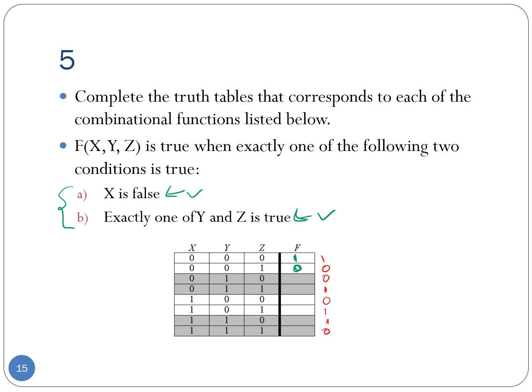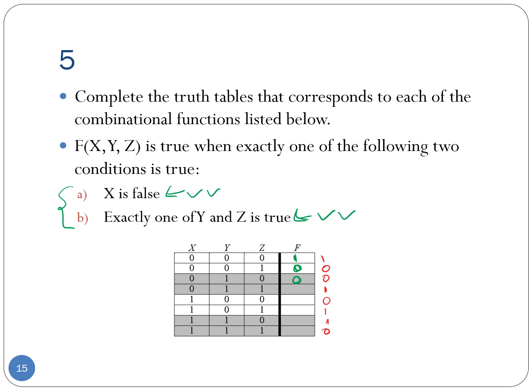The third row is 0 1 0, so again x is 0, so the first condition is true, and y is 1 and z is 0, so again exactly one of y and z is 1, so this is also true, so basically both the conditions are true, and therefore the output of this function should be 0.